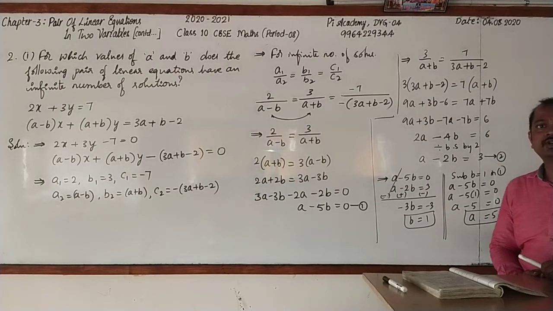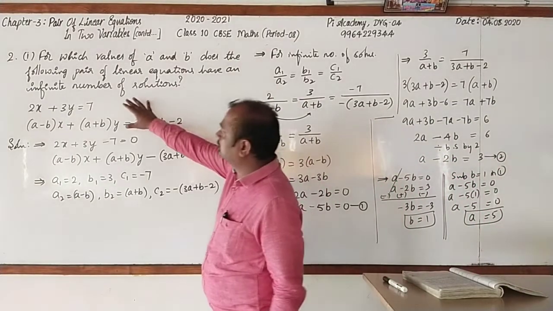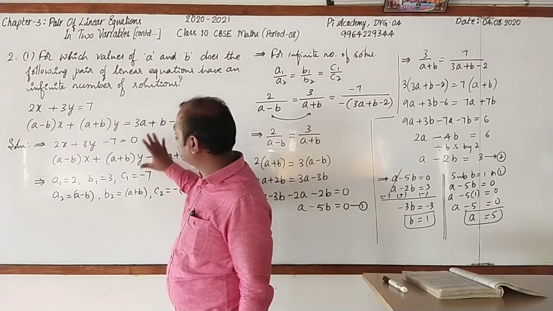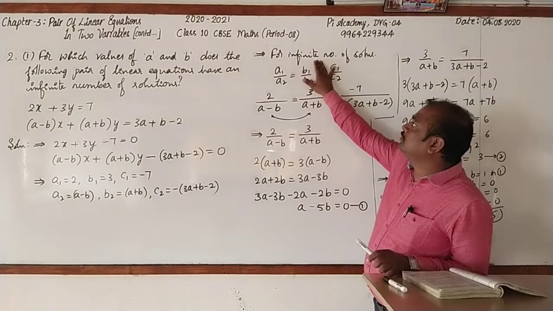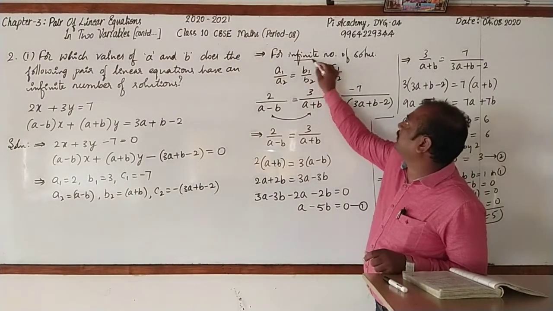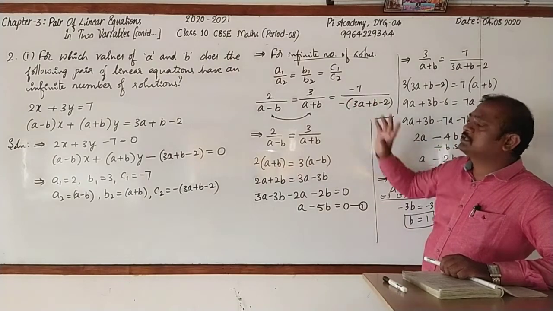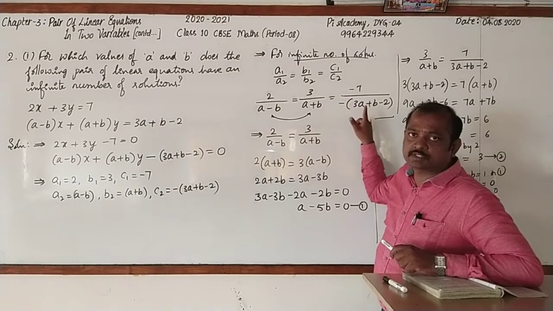Hope that you have understood. Yes. Once you go through this, these are the given equations. First we have written them in standard form. Next we have written all the coefficients. After that we have used the condition for infinite number of solutions, that is A1 by A2 equal to B1 by B2 is equal to C1 by C2. Then after that we have substituted all these terms.